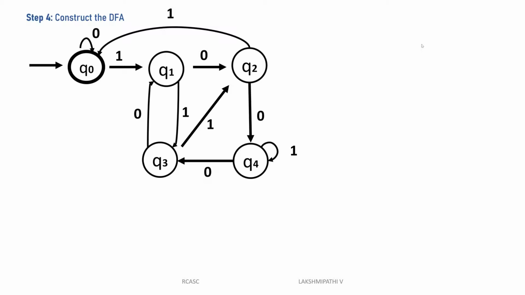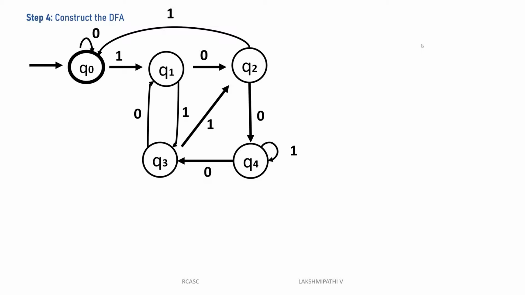For example, take any other number, say 12. 12 is 1100. q0 of 1 is q1, q1 of 1 is q3, q3 of 0 is q1, q1 of 0 is q2. q2 is not a final state, so it is not accepted. Just consider any example: if the number is divisible by 5, then only it will be accepted by this machine. If it is not divisible by 5, the machine does not accept it. You can try it at home.